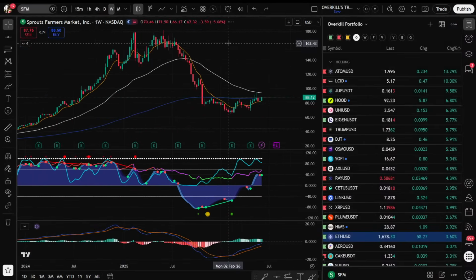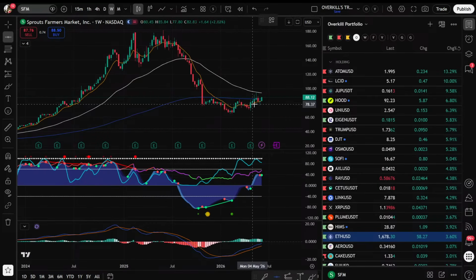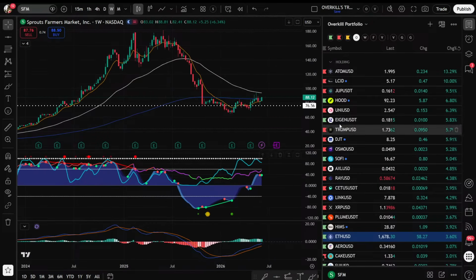SRM or SFM. That one looks good too. Got a green dot. So again, this one looks good as long as it holds on to 76. Put a stop loss right there at 76.